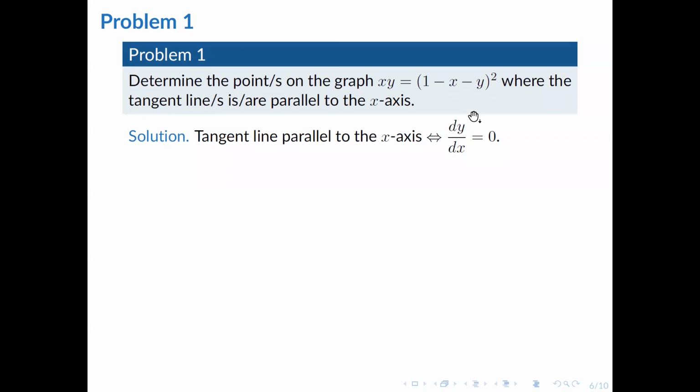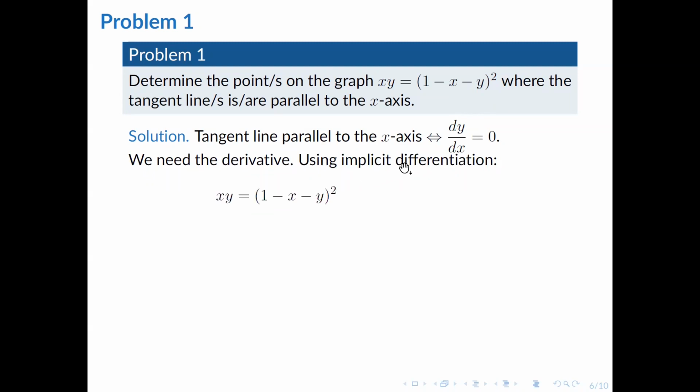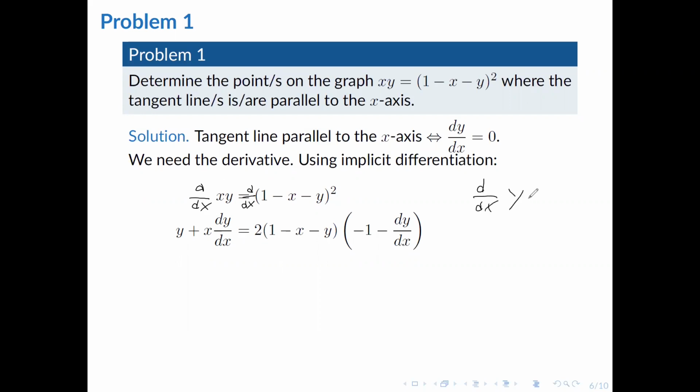But how do we get dy over dx? We need the derivative, which we will get by implicit differentiation. We implicitly differentiate this, d over dx on both sides. So how do we get this expression? Here we just apply the product rule. We differentiate the left factor, that's 1. Then we keep the right factor the same. And then plus, keep the left factor the same, differentiate the y factor. Remember, d over dx of y is equal to dy over dx. So that's all.